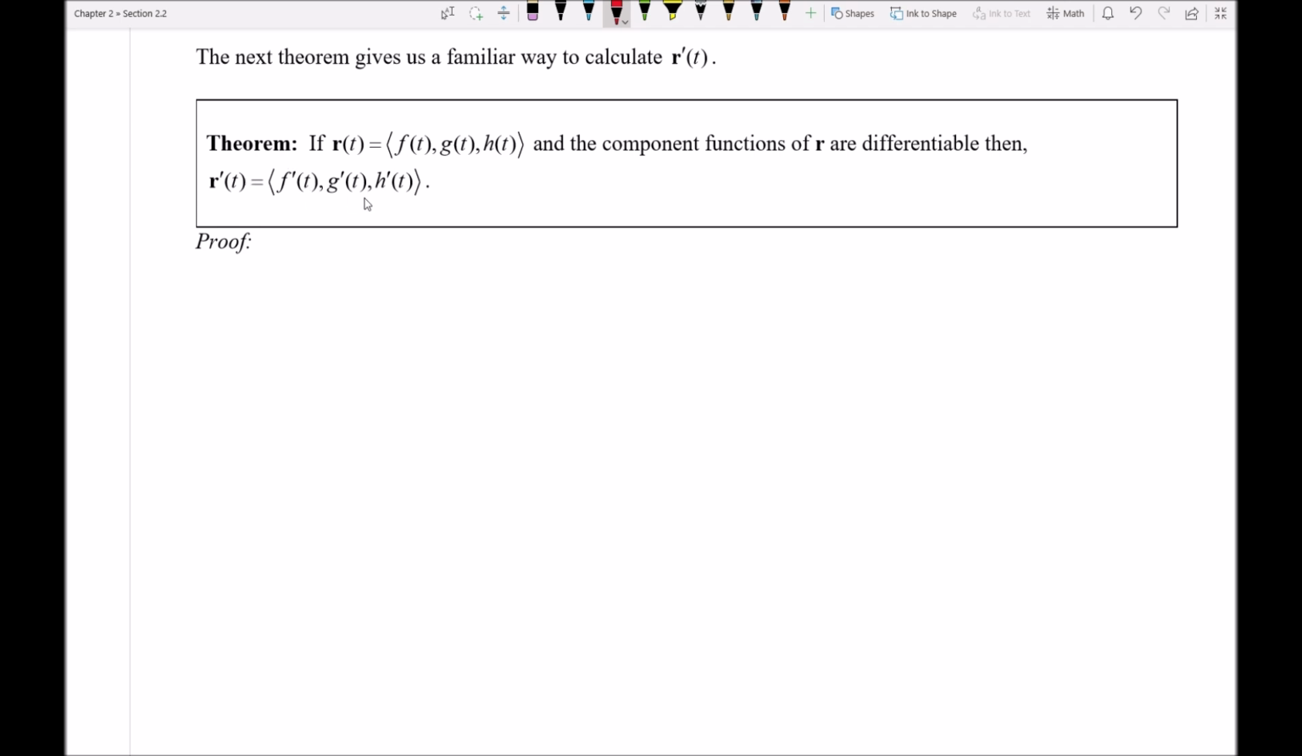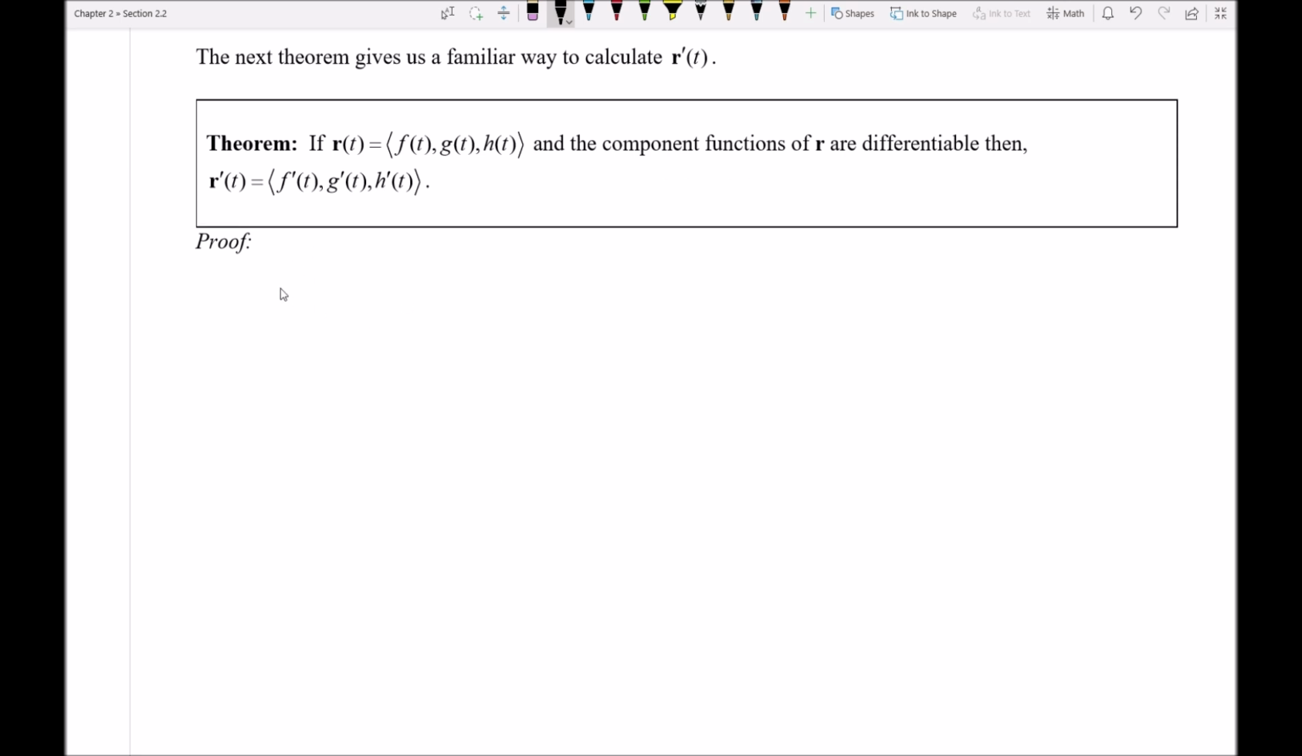But how do I know that this works, right? It would be really cool if it works this way, but how can I be sure? We're going to go ahead and attempt to justify that here by writing out a proof. So let's take a look at what would happen. How could I know that this is the derivative if all I had to start with was this vector function and the component functions were differentiable?